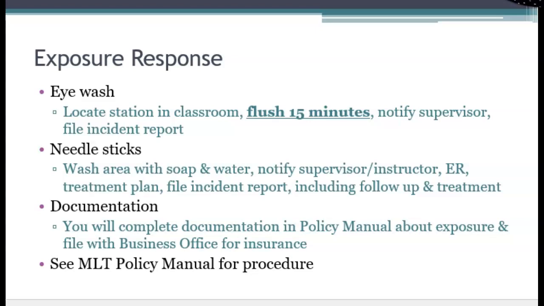Also, anytime there's any kind of exposure, there's going to be documentation of the exposure. You'll complete documentation in the policy manual, and we're going to file that in the business office for insurance purposes. And you'll see our medical laboratory technology policy in our manual.